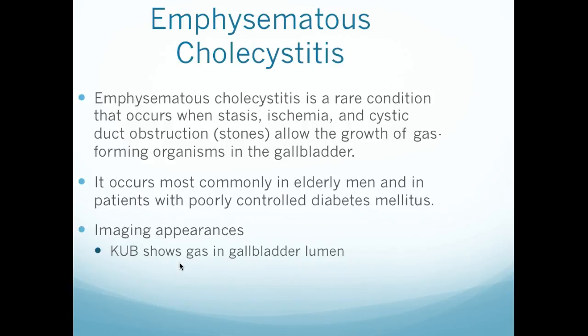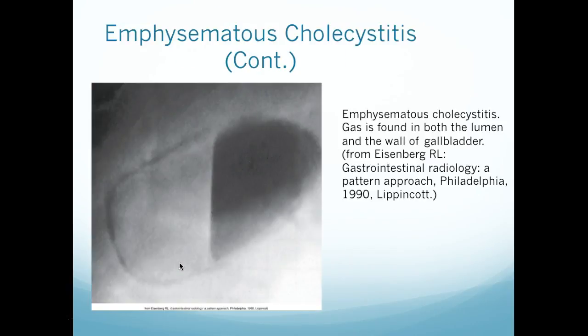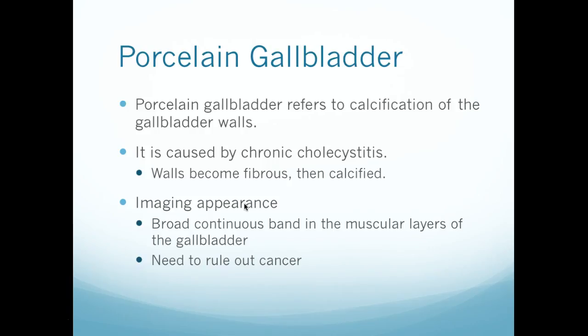So what we're looking for on a KUB is we want to see if there's gas within the gallbladder. So when you take an image, this is of course blown up, so you don't see the full KUB, but you can see the gallbladder here, and you have sludge, so we call this sludge, and then you have air within the gallbladder. So that's a telltale sign that we have a problem here.